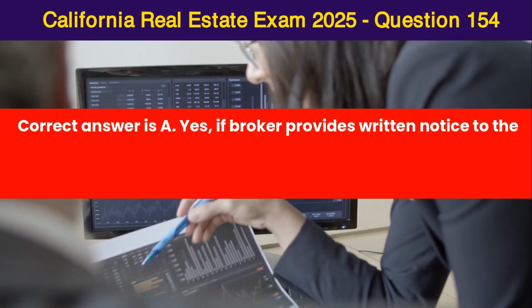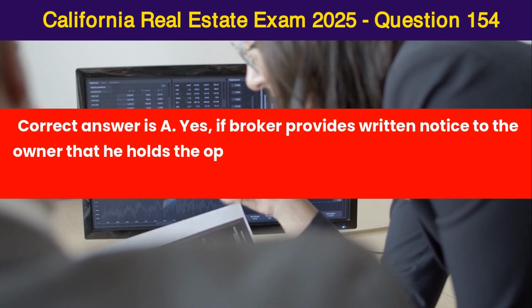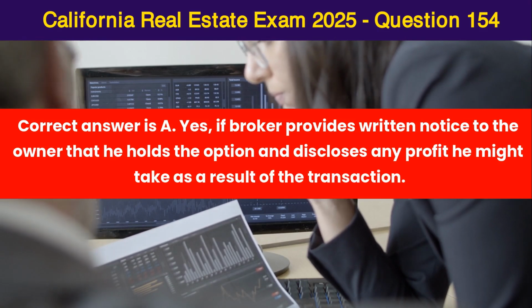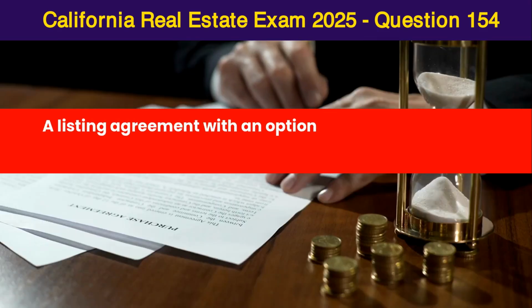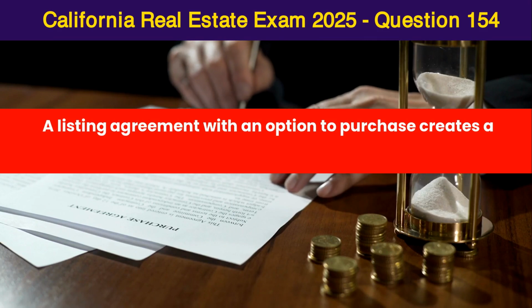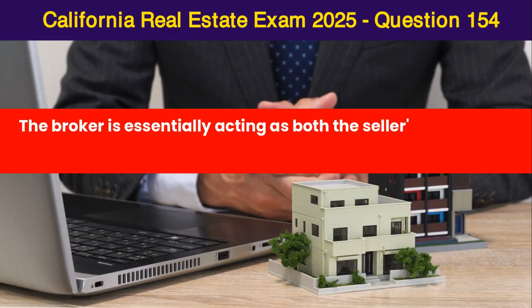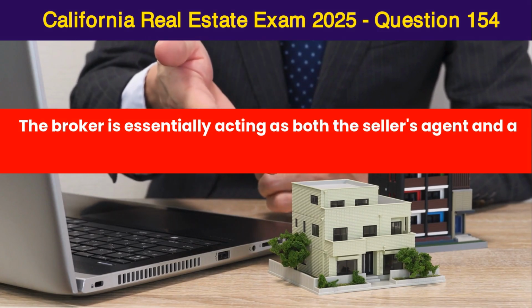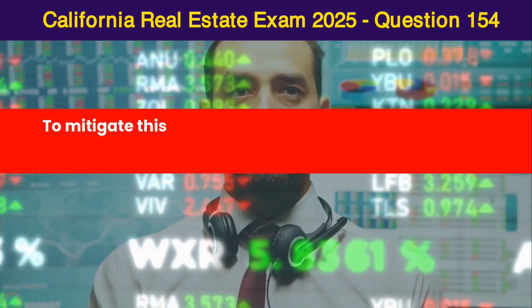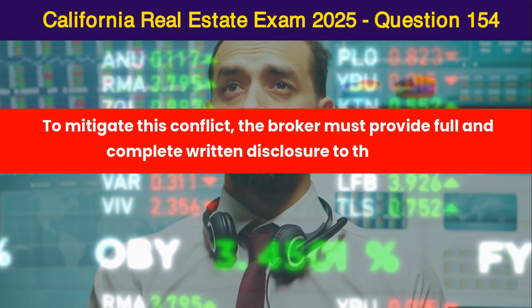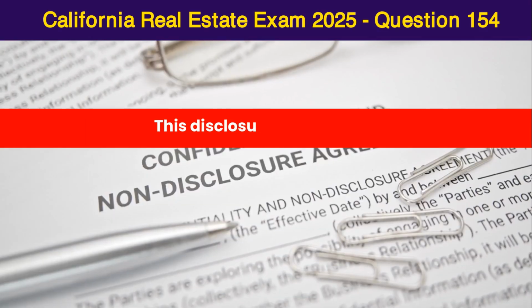Correct answer is A. Yes, if broker provides written notice to the owner that he holds the option and discloses any profit he might take as a result of the transaction. A listing agreement with an option to purchase creates a significant conflict of interest. The broker is essentially acting as both the seller's agent and a potential buyer. To mitigate this conflict, the broker must provide full and complete written disclosure to the seller.